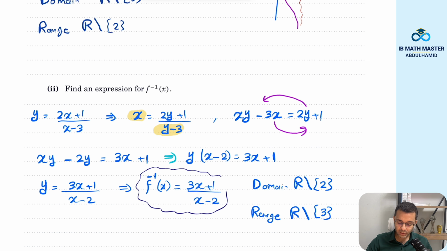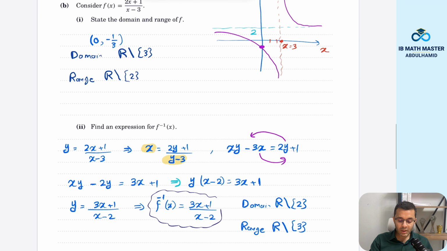Now see really here, look. For the original function here, the domain is all real numbers except 3. And now the range here, for the inverse, is all real numbers except for 3. See the range of the original function, it's all real numbers except 2, which is the same as the domain here for the inverse, all real numbers except 2, which means the domain and the range swap. And that's of course logical because we swapped x and y.